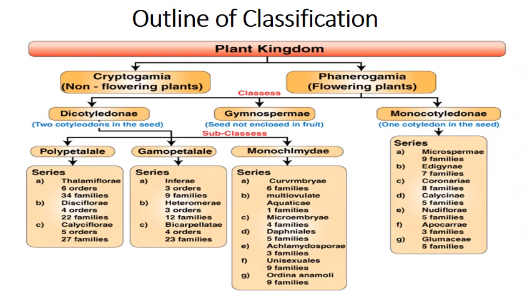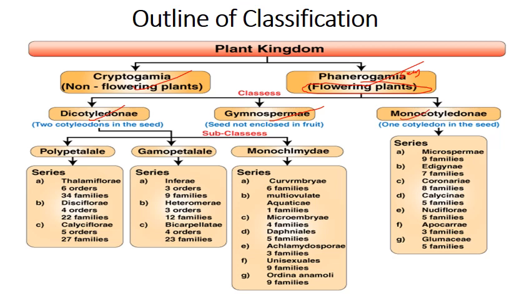Again, this is the outline of classification of this Bentham and Hooker system of classification. So here, the plant kingdom is divided into 2 groups. That is Cryptogamia, known as non-flowering plants. Then Phanerogams means flowering plants. We can say seed-bearing plants, not flowering plants, seed-bearing plants. So Phanerogams are divided into 3 groups. That is Dicotyledonae, Gymnospermae, and Monocotyledonae. So there are 3 classes.